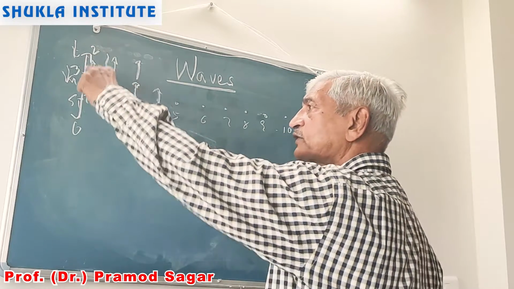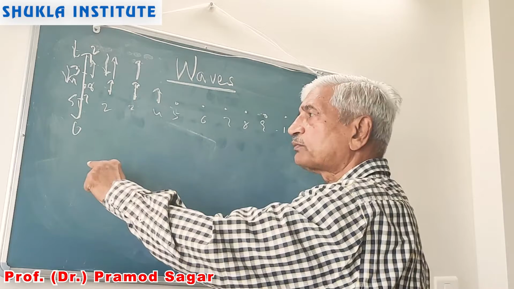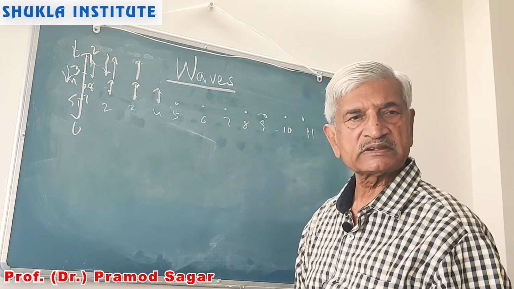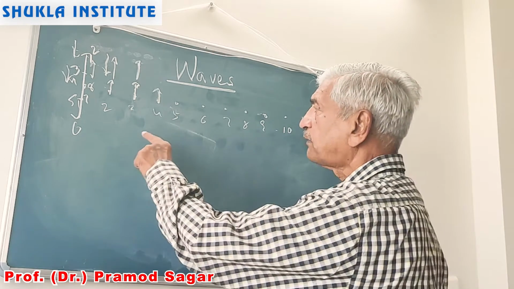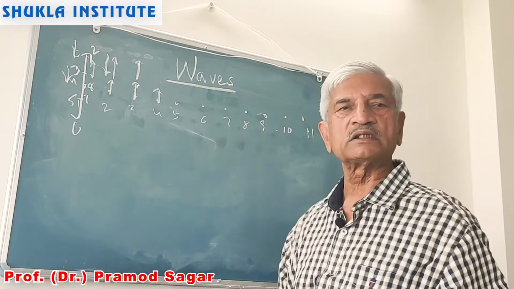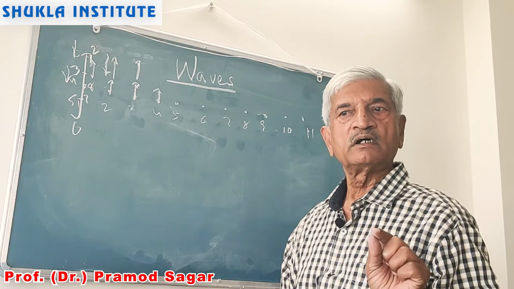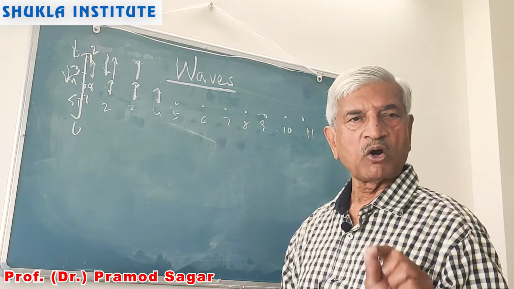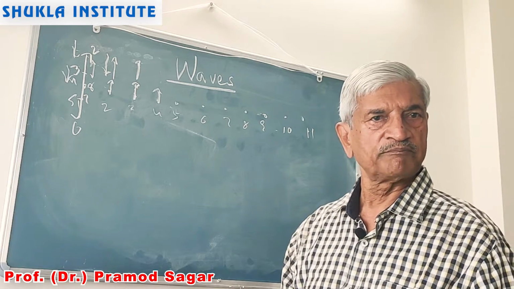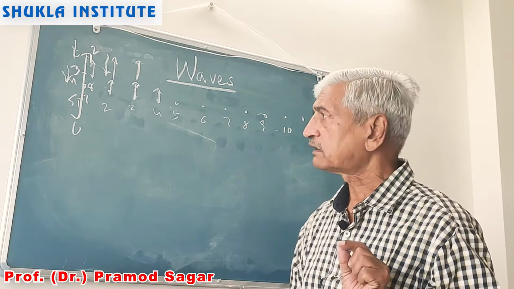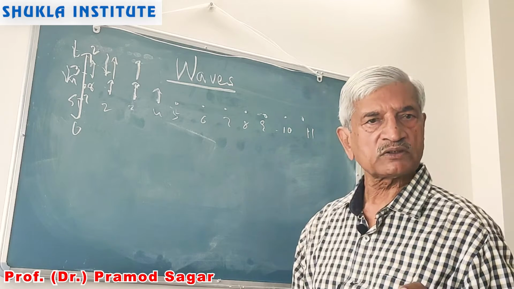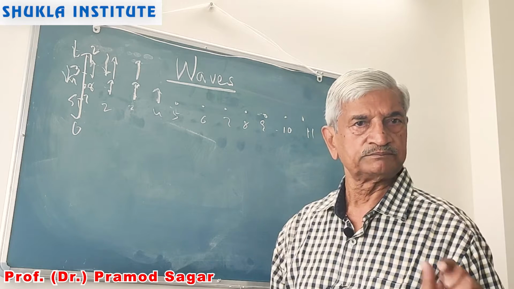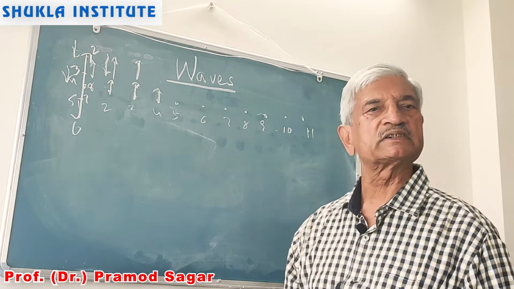This particle is executing SHM about its own position. Same way, the second particle is executing SHM about its own position. Third particle, fourth particle, and all particles will finally be vibrating and executing SHM at their own positions without actually leaving the positions. And in the bargain, they are transferring by a process of induction the vibration to the next neighboring particle. However, one more thing, let's see.